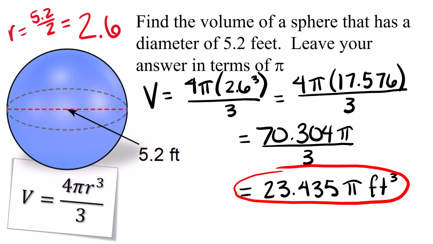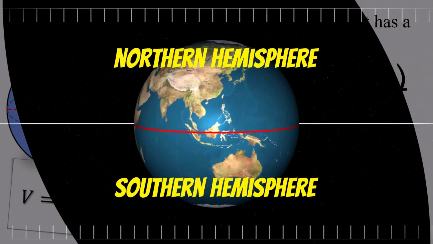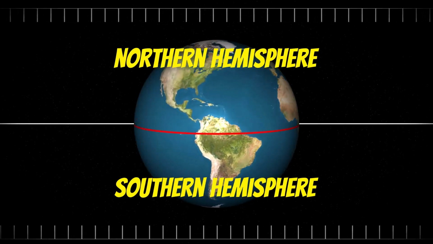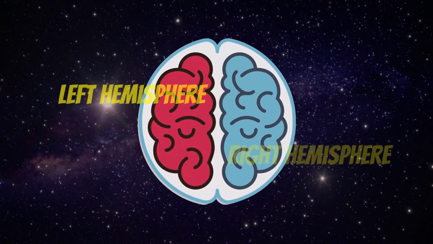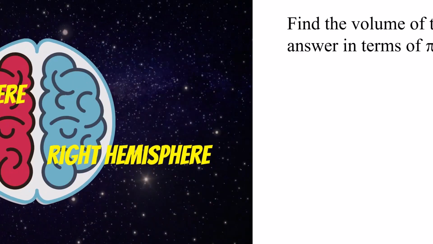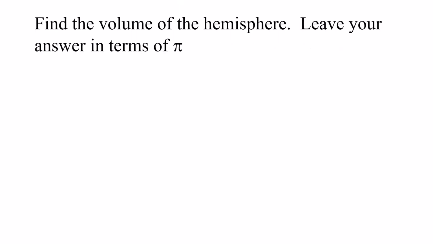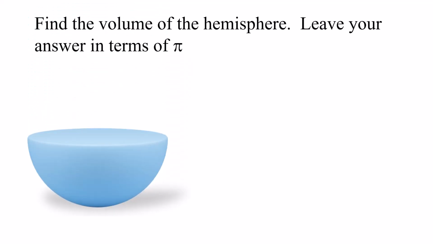So let's talk about hemispheres. You probably already know a little bit about hemispheres from some other places in the world. Literally. To find the volume of a hemisphere, you find the volume of the entire sphere, like pretend this whole thing is whole, and then you just take your answer and divide it in half.